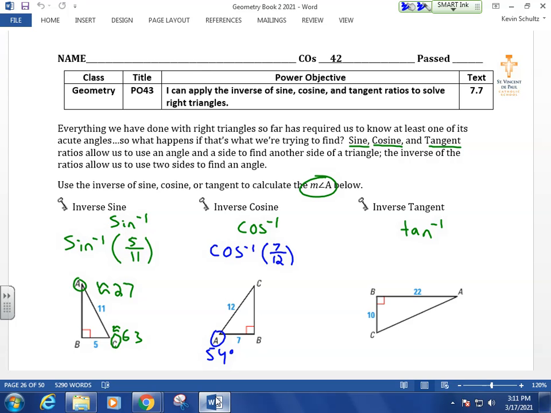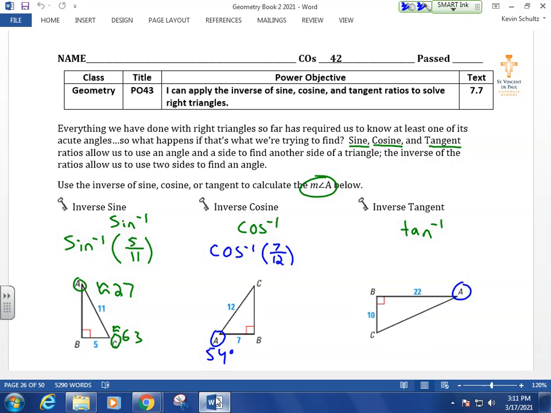And lastly, to find angle A here with the inverse of tangent, there's angle A. The sides that we know are 10 and 22. From angle A, 10 is opposite angle A and 22 is the adjacent side to angle A. We don't have the hypotenuse here, right? The hypotenuse is across from our 90-degree angle. That's the side that we don't have, this one here, so we're not using it. And so we'll be using the inverse of tangent.